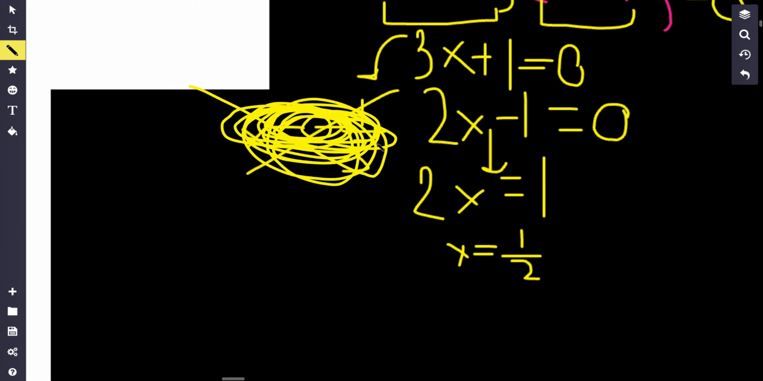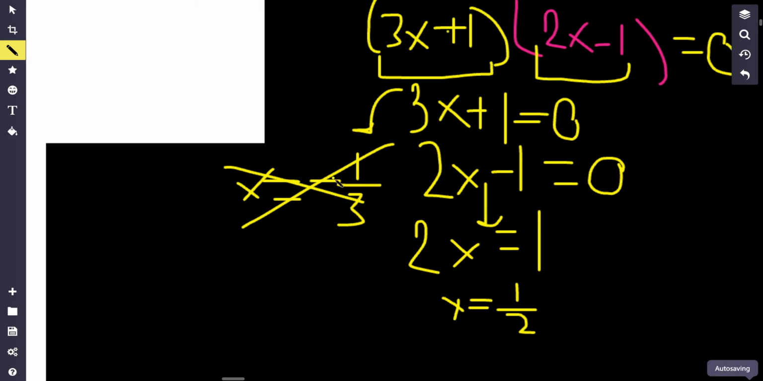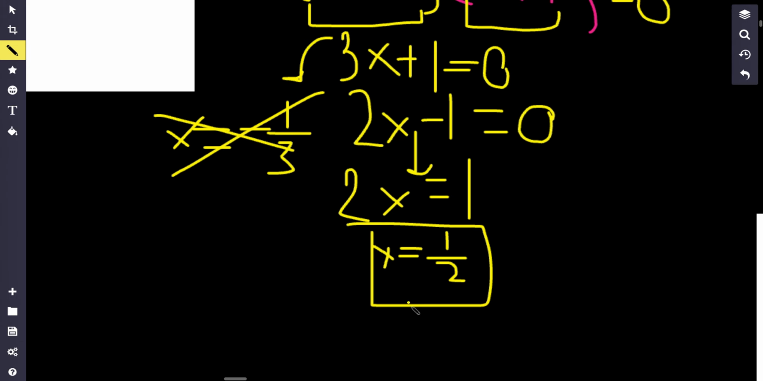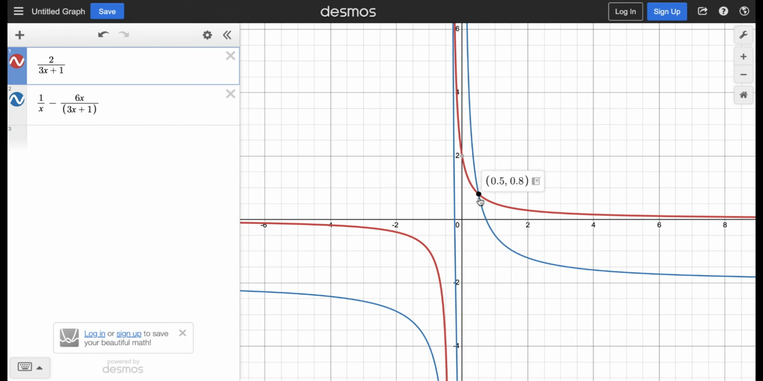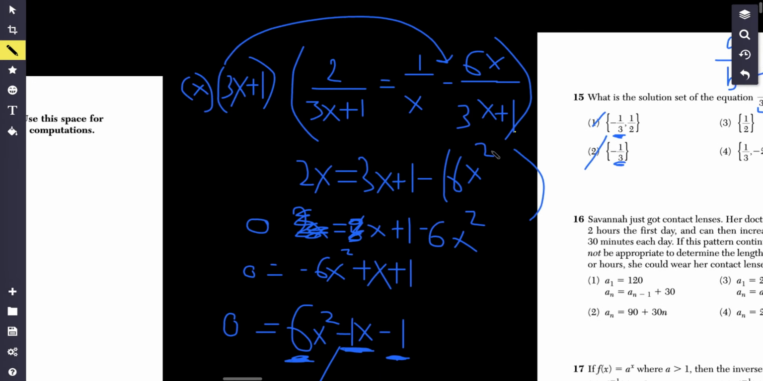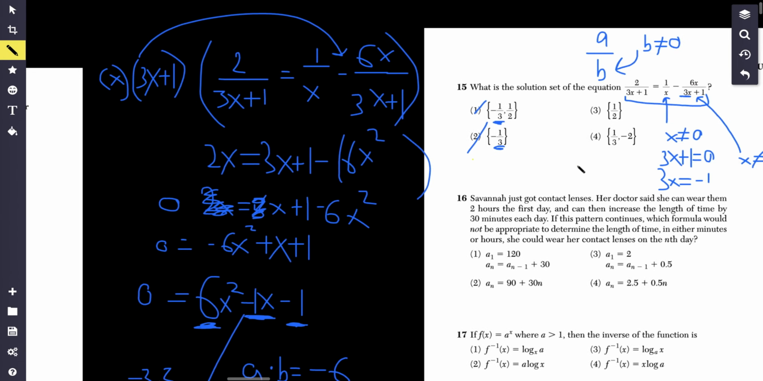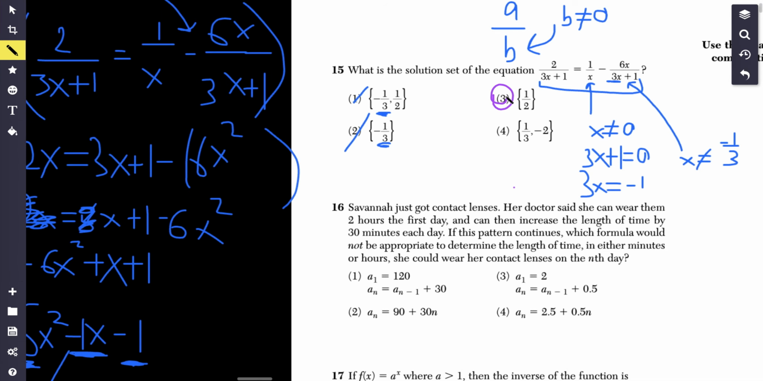It's a fake solution, because we said that if we plug in -1/3 into the denominator, we would get 0. So just cross that one out. The only solution that remains valid is x is equal to 1/2. And guess what? When we graphed it out earlier, x was equal to 1/2. So this just shows you how OP graphing calculators are. You didn't even need to do that much work. You could just graph it out and you would get the answer.